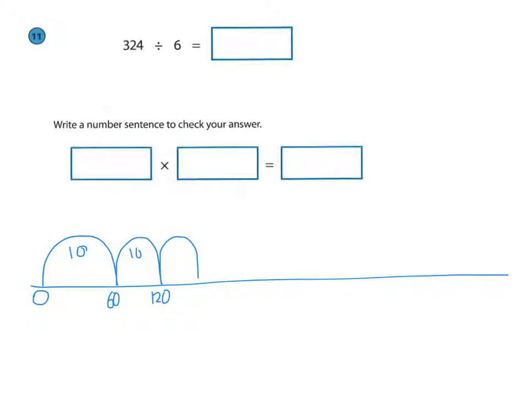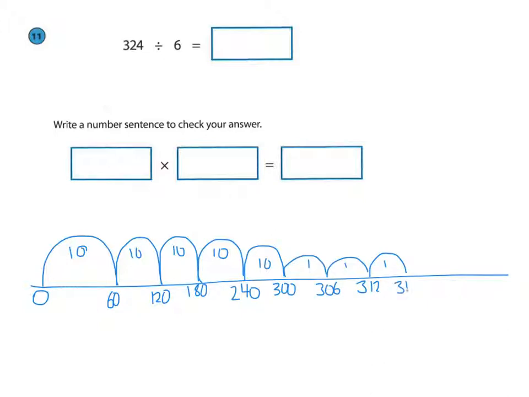Another 10 jumps of 6 takes me to 180. Another 10 jumps of 6 takes me to 240. Another 10 jumps of 6 takes me to 300. I'm then going to jump along in 6's. One jump of 6 takes me to 306. Another one jump takes me to 312. Another one jump takes me to 318. And another one jump takes me to 324.